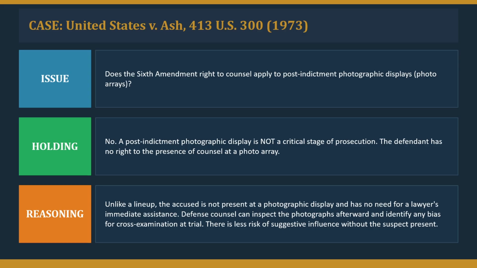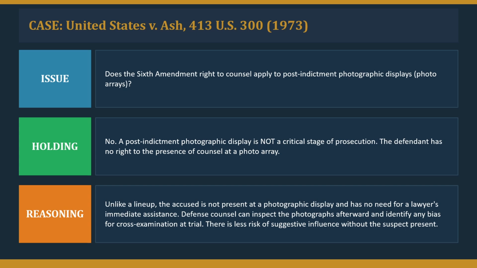United States v. Ash addressed the next logical question. If defendants have a right to counsel at post-indictment physical lineups, do they also have that right at post-indictment photographic identifications? The facts. Charles Ash was indicted for armed robbery. Nearly 2 years after the indictment and on the eve of trial, the prosecutor showed witnesses a photo array of 5 color photographs to make sure they could identify Ash in court. Ash's attorney was not notified and was not present. 3 of the 4 witnesses selected Ash's photograph. At trial, those 3 witnesses made in-court identifications and Ash was convicted.